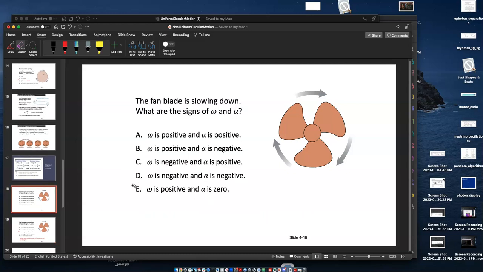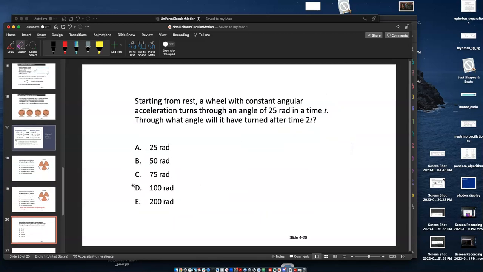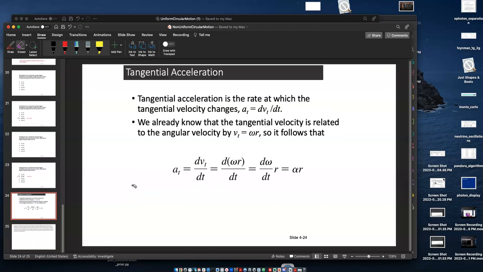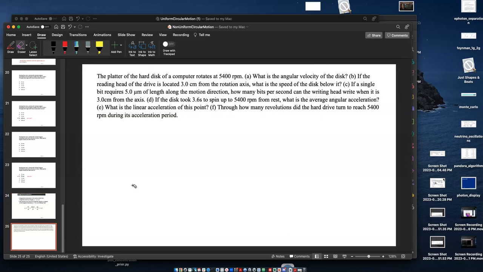How much time? One more example. The fan blade is slowing down. What are the signs? Okay, you can just correlate. Anything else I want to go over? I think these shouldn't be too hard. It's all definitional.